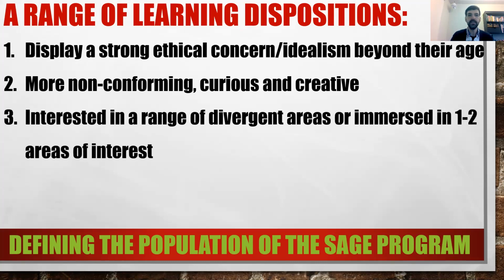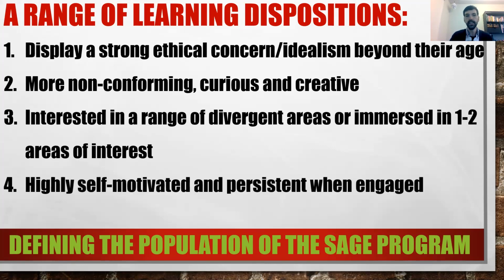Number three, they tend to be interested in a range of divergent areas, or on the opposite end of that spectrum, they can get deeply, profoundly immersed in one or two areas of interest, such that, for example, I've encountered students coming into grade 9 who are already incredibly well-versed in things like quantum physics. Number four, they're highly self-motivated and incredibly persistent when engaged, but gifted students are not always engaged by what they're learning. So that can be both a great gift, but also quite a challenge in a classroom.